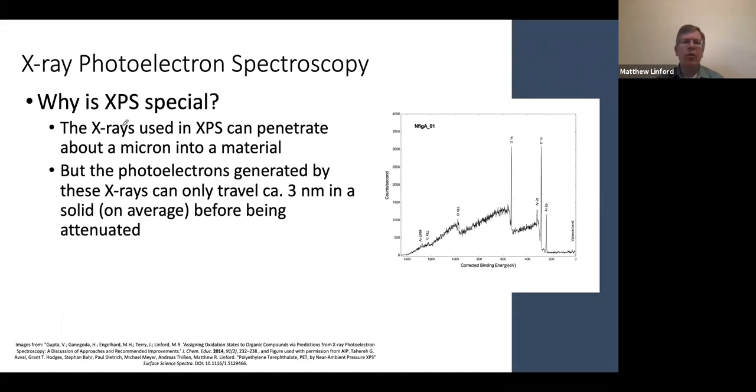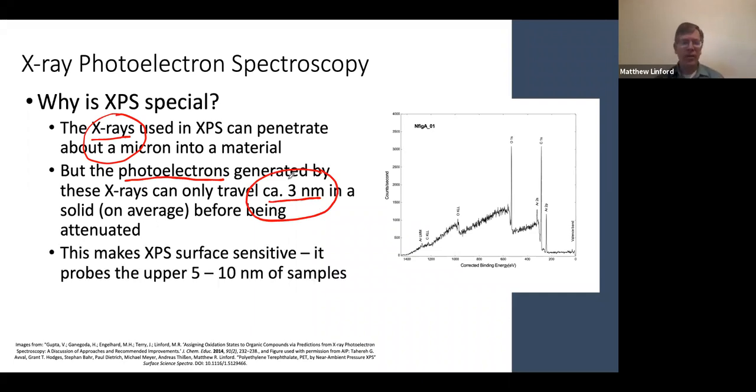While the X-rays can go pretty deep into a material, the photoelectrons, the electrons that they generate, can only travel about 3 nanometers in a solid on average before being attenuated, before losing some energy. And once those electrons start losing energy, we've lost the memory of what their original energies were, and they just show up as a broad background. So the X-rays penetrate deeply, and that wouldn't make a surface-sensitive tool. But the fact that the photoelectrons can only get out of the uppermost skin, about the upper 5 to 10 nanometers of a surface, is what makes XPS surface-sensitive.